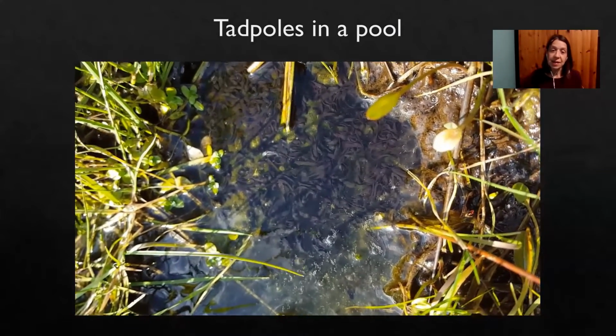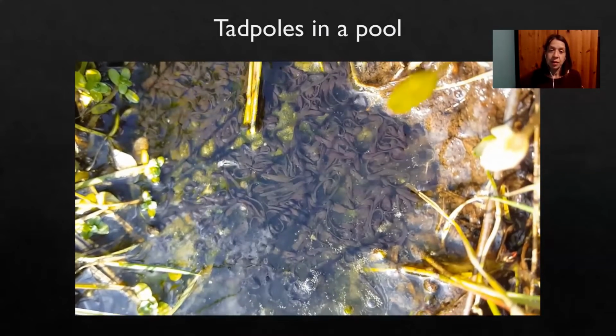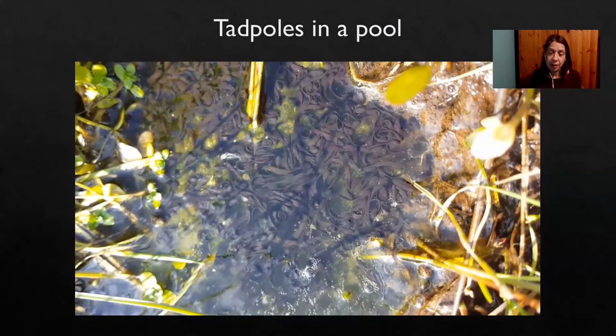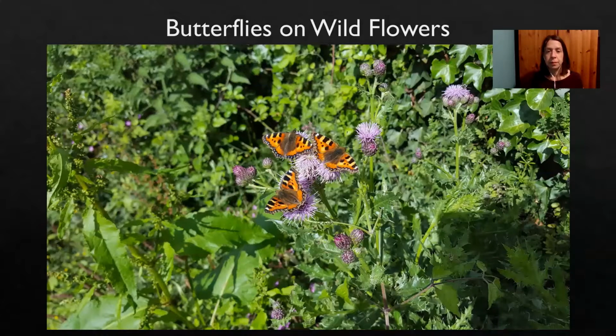Did anybody see the eggs in the last video? Can you remember what they're called? Frog spawn. And the frog spawn, the eggs, turn into tiny little tadpoles that you see in front of you now. So frogs, in order to live properly and to have babies, need to have wet areas, pools and ponds for their babies to grow up in. So they need that in their habitat or their home.